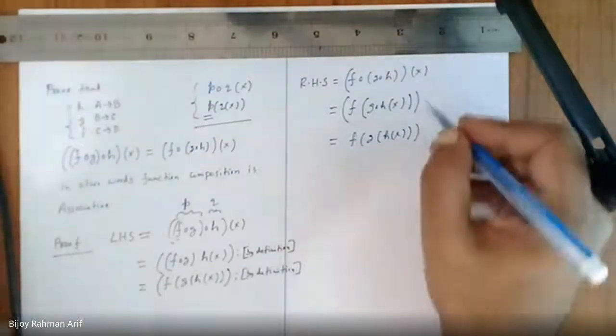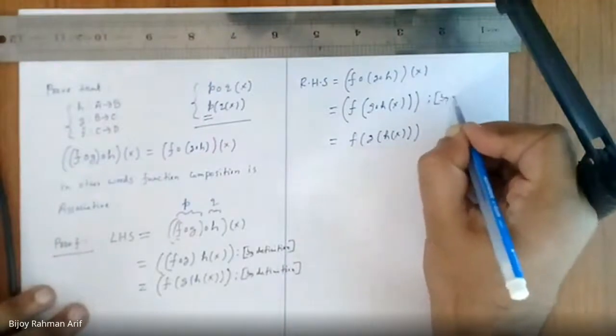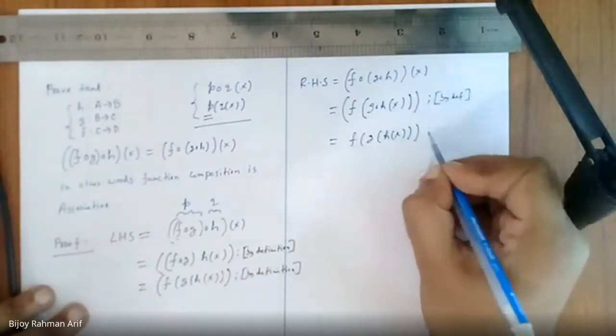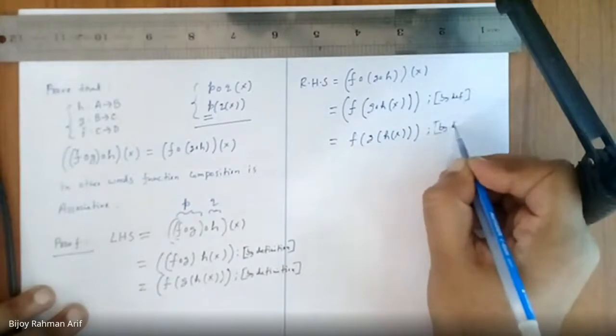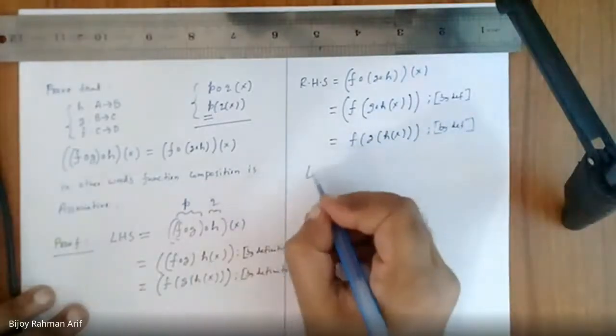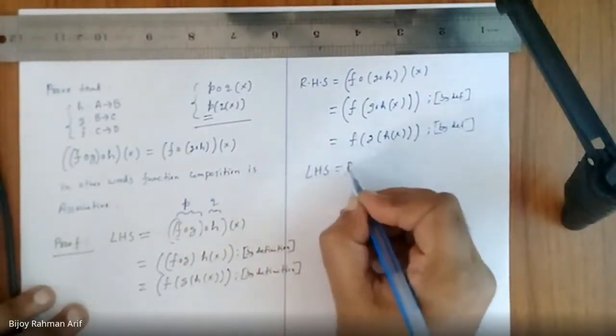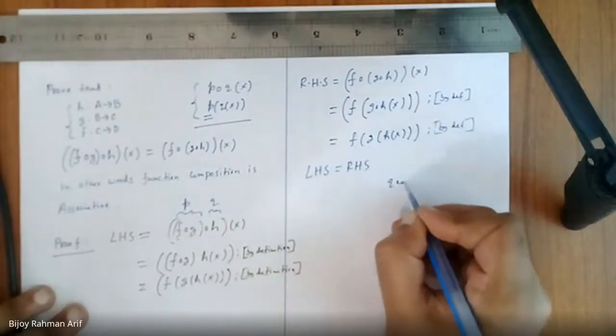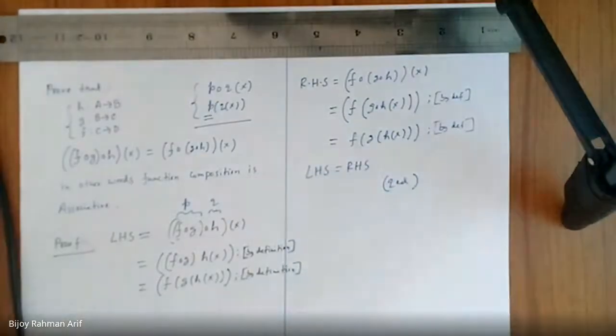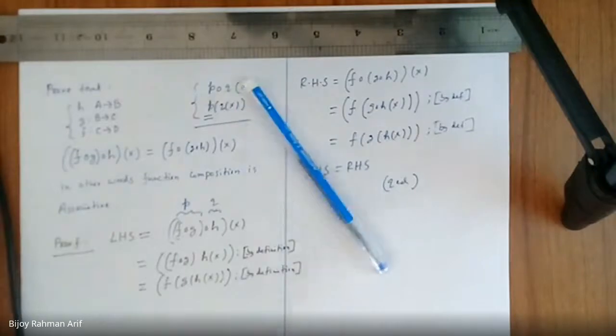Okay, guys. So it is by definition. It is also by definition. So LHS equal to RHS. QED. Did you get the point? Yes, sir. Okay, sir. এরপর একটা theorem, next theorem.